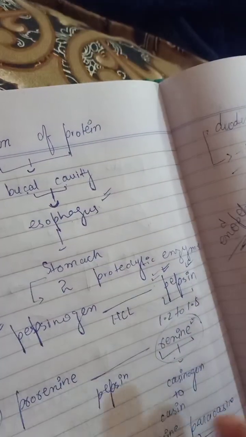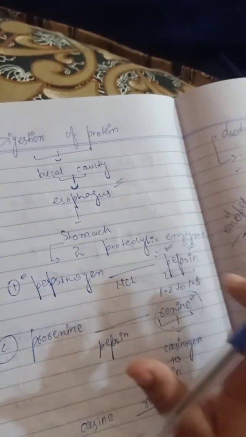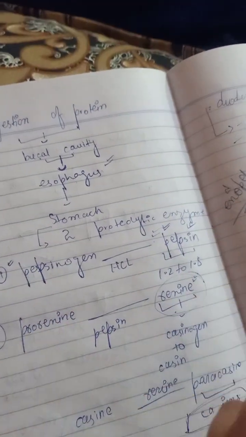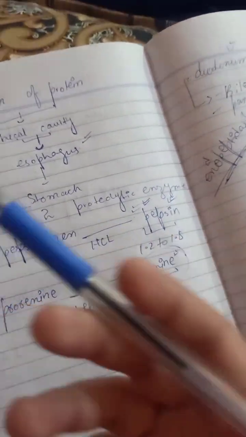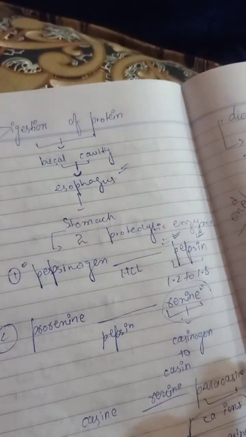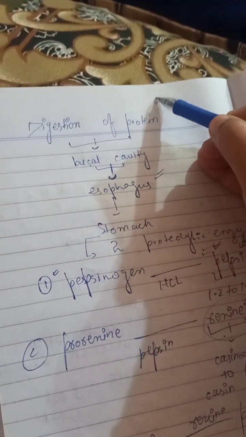So this was the digestion of the protein which occurs in the duodenum, and it will be absorbed by the villi. We'll be discussing the structure of the villi too in upcoming videos. So today we have discussed the digestion of the protein.